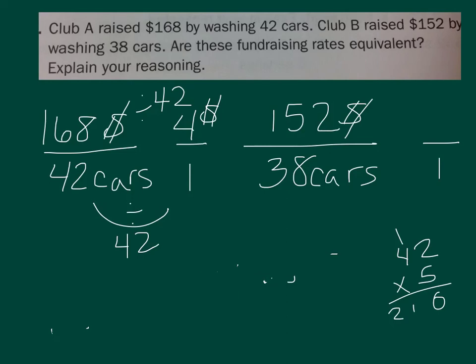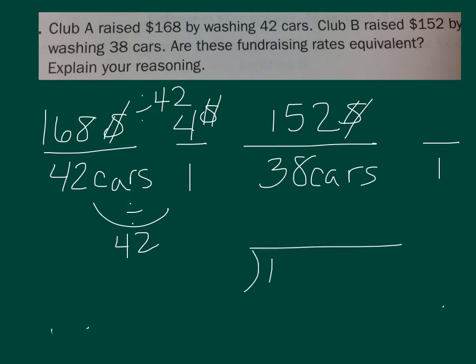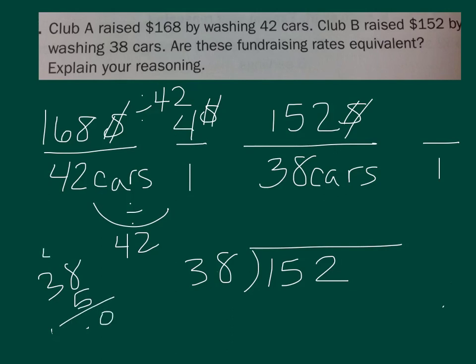And I'm going to now start working on Club B's unit rate. What did they get per car? Well, 152 and 38. Well, let's do 38 times 5. 190. Whoops, too many. 38 times 4. And I get, oh, exactly 152. So they also got $4 per car.